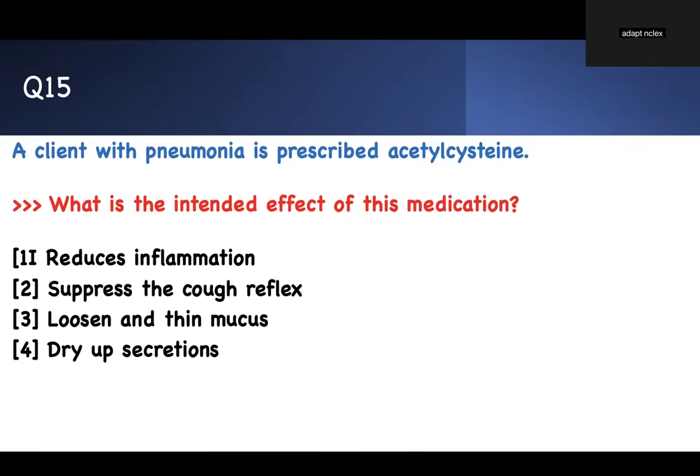Acetylcysteine, if you don't remember it at all, is used in cystic fibrosis. What does cystic fibrosis have? Too much mucus. Therefore, how should I take care of the mucus? Break things down. Therefore, what is the function of acetylcysteine? Loosen and thin mucus. It does not reduce inflammation. It doesn't suppress your cough reflex. It doesn't dry up. It's designed for what? Loosening. That's why we use it for cystic fibrosis.